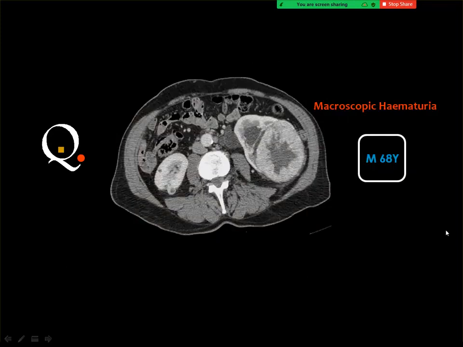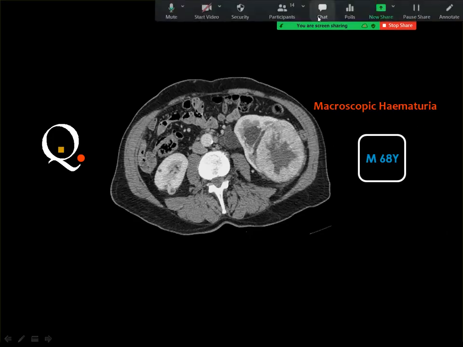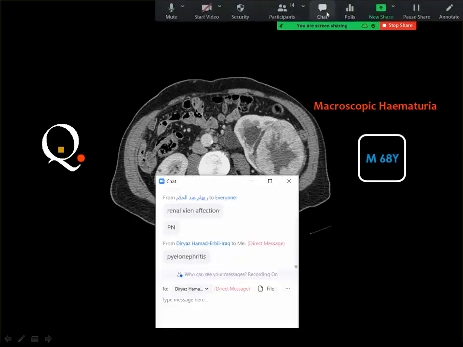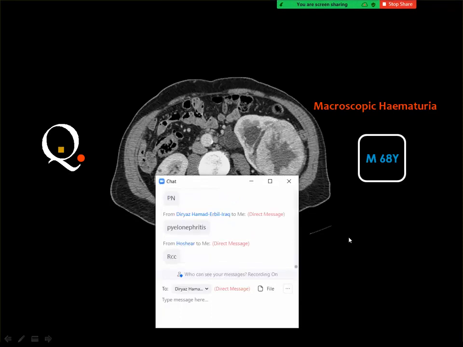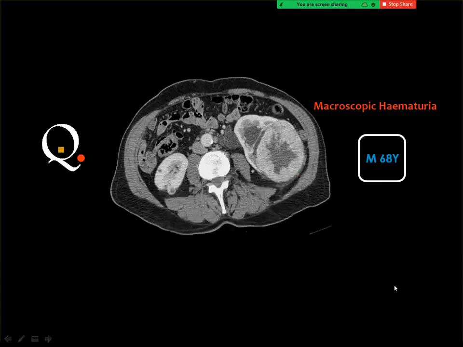Next case, patient 68 years old, presenting with macroscopic hematuria. Renal cell. Okay, and here is my advice. Actually, this is the renal cell carcinoma on the right side, and this is oncocytoma.